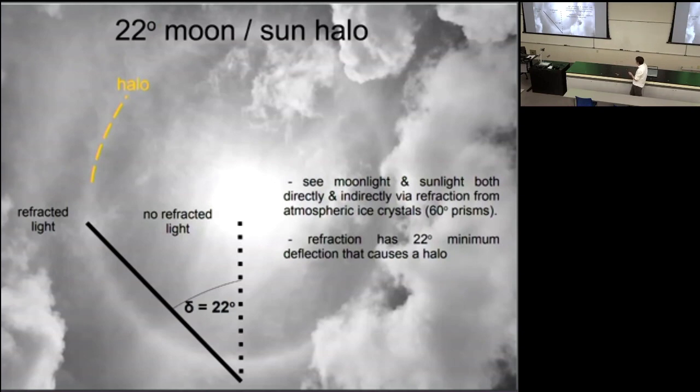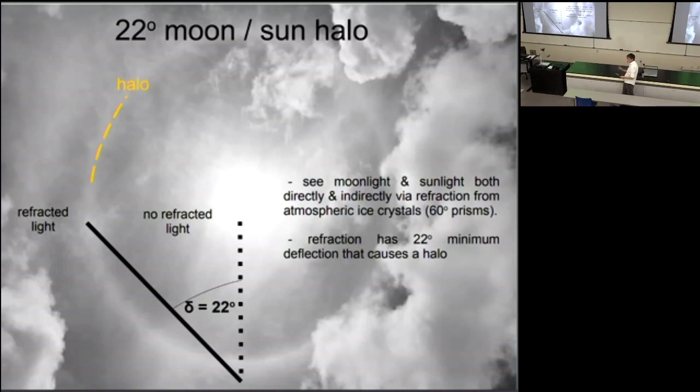You can see it in the picture. This is a picture of, say, the sun. The sun's in the center. This is direct light from the sun. But you can see this circle around here. This is the indirect light from the sun. This is the halo. And so you see very clearly down here this halo around the sun.